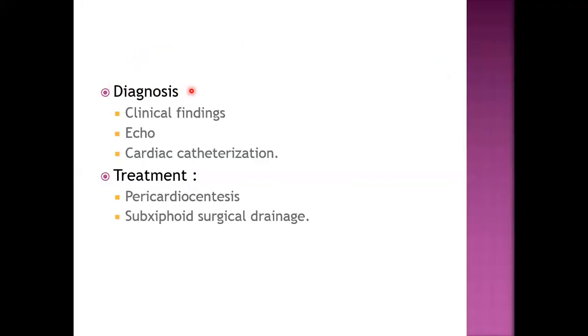Cardiac tamponade is diagnosed clinically with the typical Beck's triad, and if the patient allows some time, then echocardiography and cardiac catheterization can also be performed to diagnose the condition properly. And the treatment is emergency pericardiocentesis and subsequent surgical drainage, right?